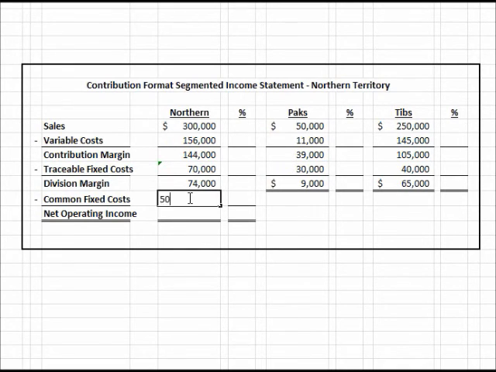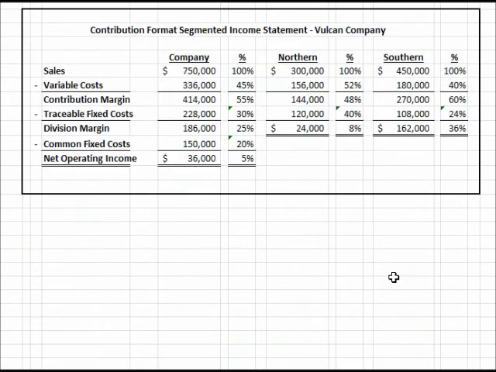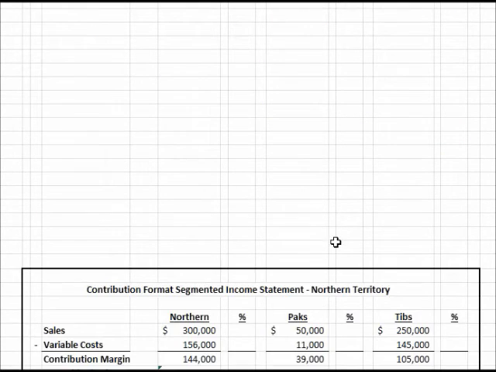That would be 50,000. Those two add up to the 120. So, if that's the case, then we have 74 minus our 50. We have our net income of 24,000, which is our division margin.